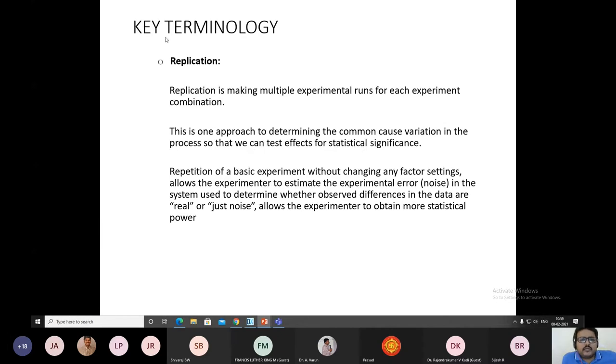Replication. Replication is making multiple experimental runs for each experiment combination.